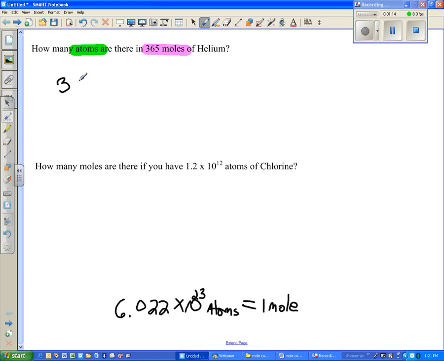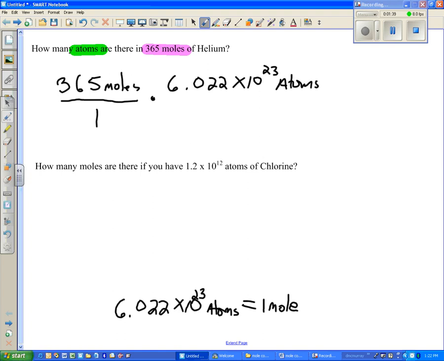So we take 365 moles, and we put that over 1. And now we use our bottom equality, and we're looking for atoms, so atoms goes on top, 6.022 times 10 to the 23rd atoms. And that's all over 1 mole.